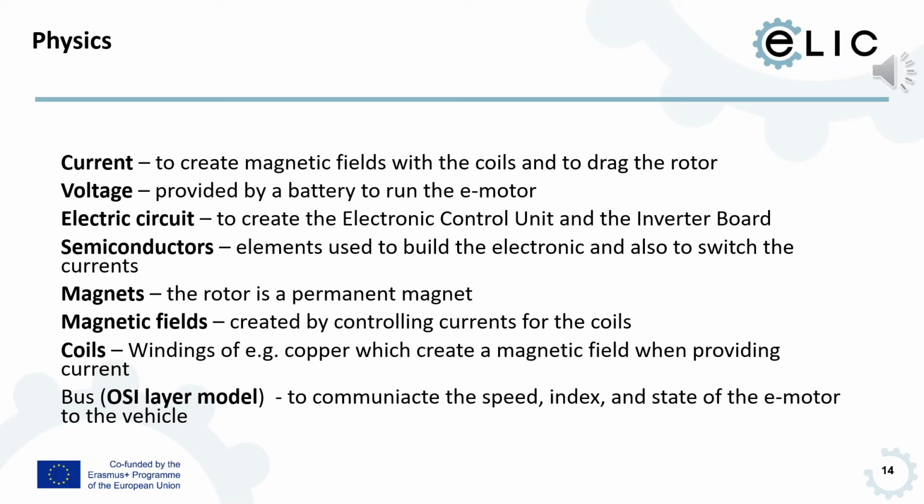Magnets. The rotor is a permanent magnet. Magnetic fields are created by controlling currents for the coils. Coils are windings, for example of copper, which create a magnetic field when providing current. Also, communication is a topic. You learn in school the OSI layer model, and that defines how we use buses to communicate about speed, index, and state of the e-motor to the vehicle, which is the feedback from the sensor to the control unit.